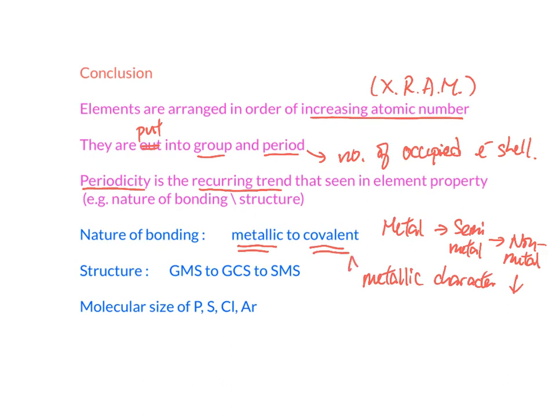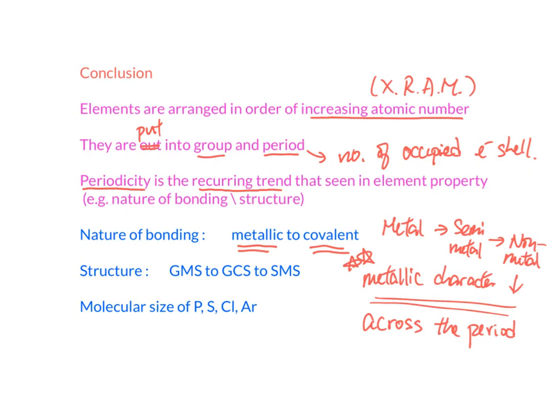Sorry, this one I forgot to mention just now. Remember when we go from left to right across the period, we find that the metallic character of the elements is decreasing, from metal to non-metal. While the structures of them will be giant metallic structure, giant covalent structure, and finally go to simple molecular structures again. And then when they go to the second period, they will start from giant metallic structure again.